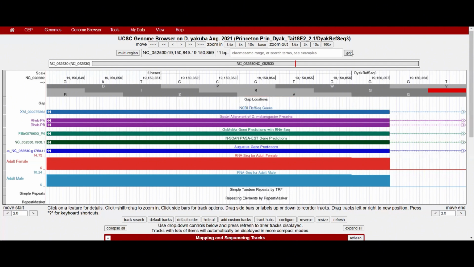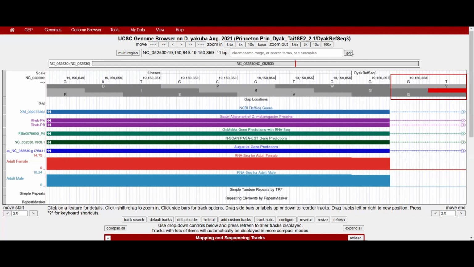The splice donor site at 19,150,858 to 19,150,859 is in phase 0 relative to frame 1 because CDS1 ends in a complete codon and thus has no extra nucleotides. In contrast, frame +2 and frame +3 don't end in complete codons, so they each have extra nucleotides.